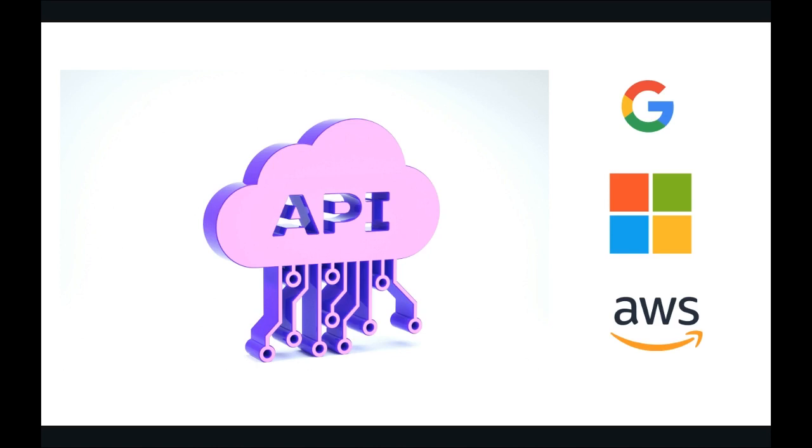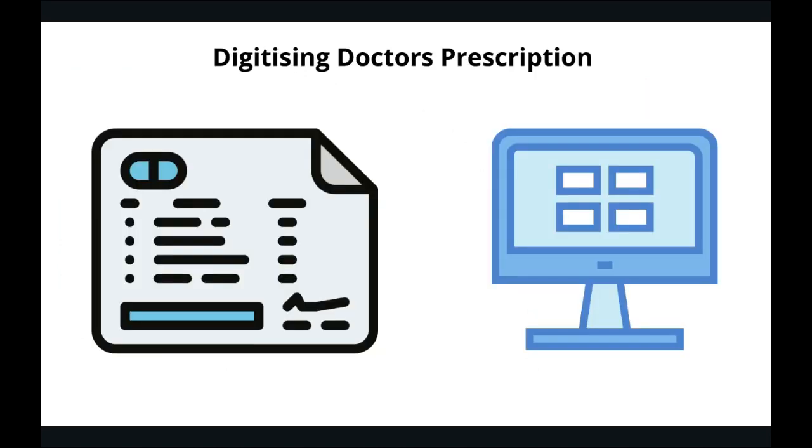Now, let's look at a simple application of digitizing a doctor's prescription using computer vision. We can see very simply that this is an application of extracting text from an image. So once we extract text from a doctor's prescription, we can convert that into a digital prescription, right? Now let's look at some of the APIs from Amazon and Microsoft which can help us do this.